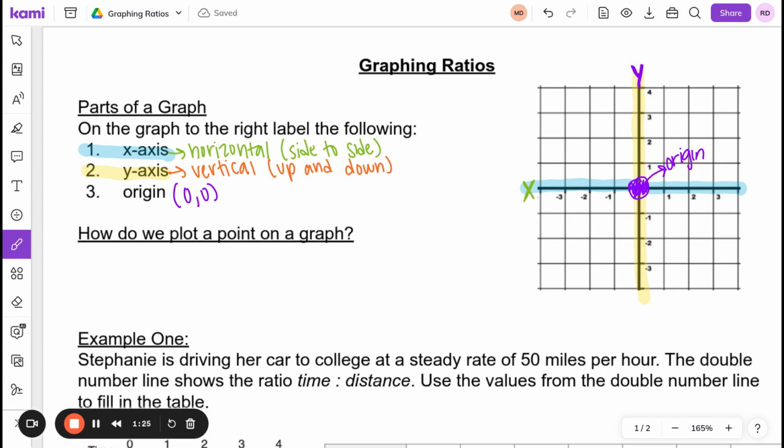Our next question asks, how do we plot a point on the graph? So to plot a point, you find where the x and y value intersect and place a dot.